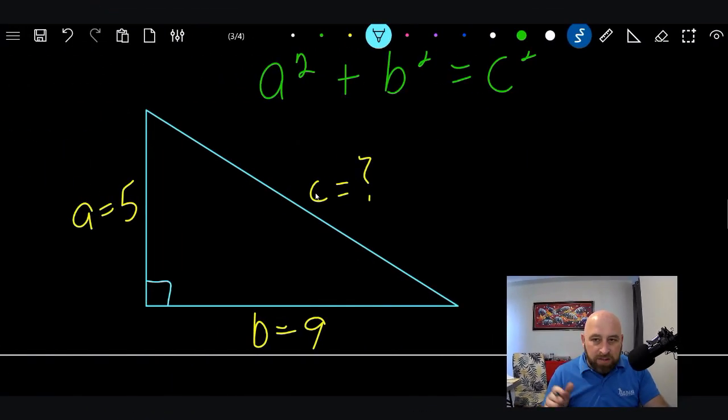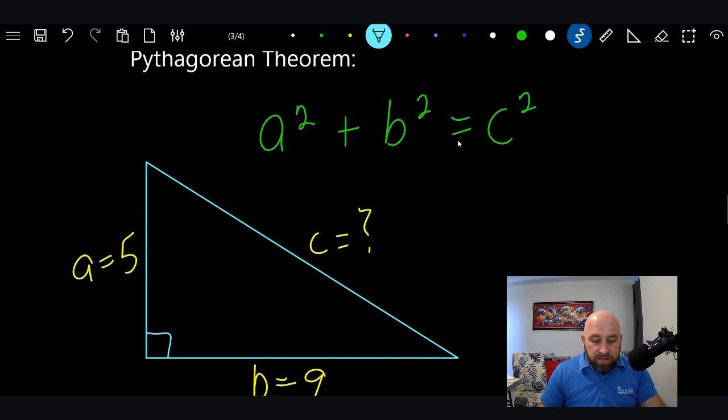And I know we've done this before. We've done this in Algebra 1. We've done this in geometry. We've done this in 8th grade math. So this is not foreign to you. Shouldn't be foreign to you. So what does this look like? What are we doing here? Well, it's a squared plus b squared equals c squared.